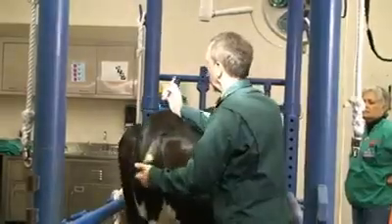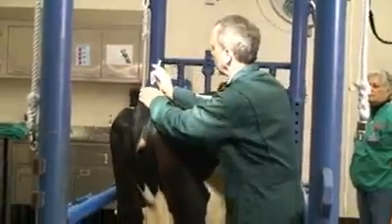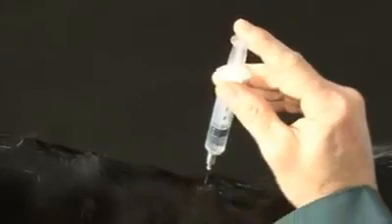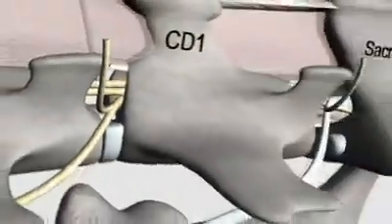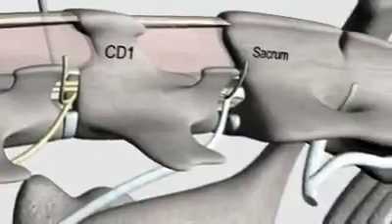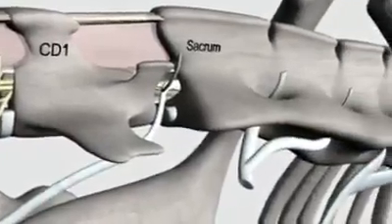Once you have confirmed proper placement, attach the syringe and administer the anesthetic. You should encounter no resistance during the injection. The anesthetic will fill the epidural space and diffuse cranially, anesthetizing the nerve roots as they emerge from the sacral spinal cord. The number of ascending nerve roots blocked by the anesthetic depends on the dose administered.